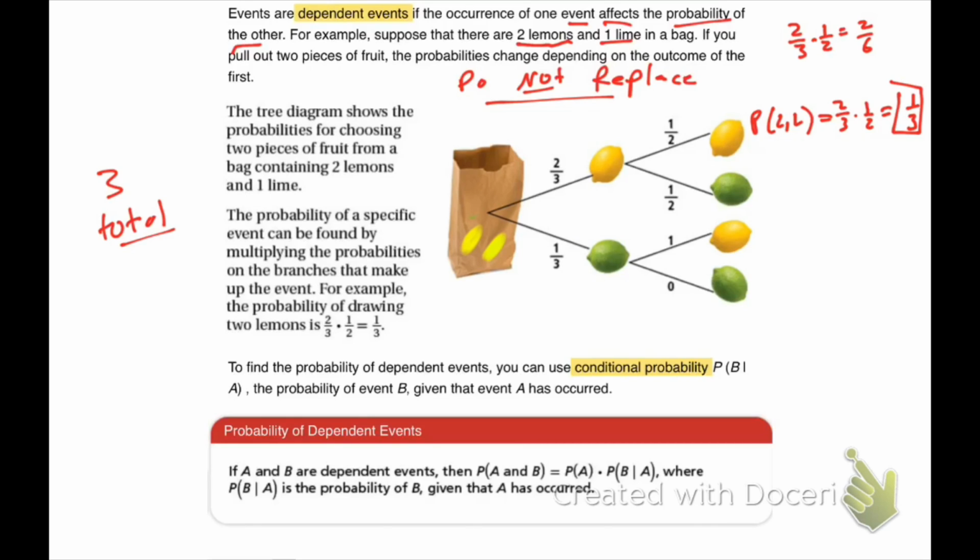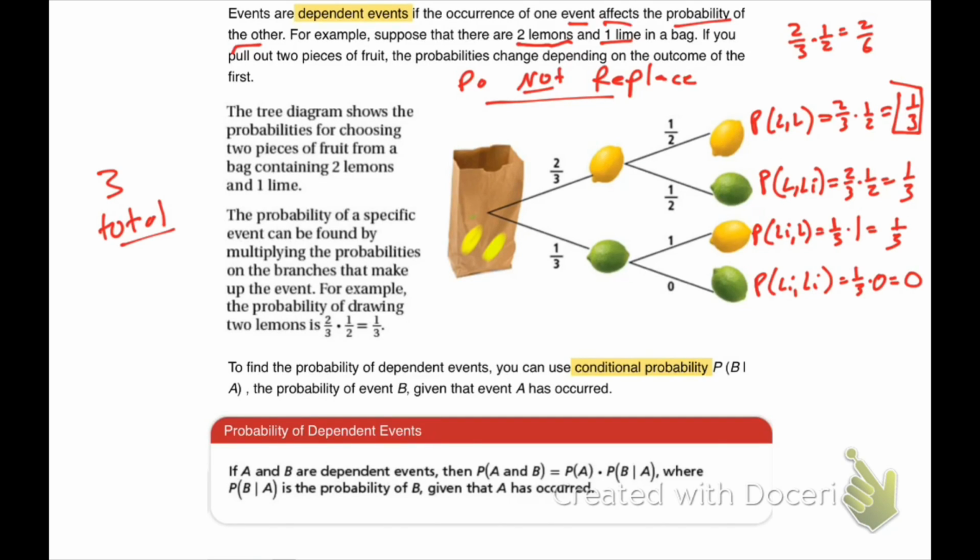Well, what's the probability that you'll pull a lemon and then a lime? Well, that's 2/3 times 1/2. That's still 1/3. Probability that you'll pull a lime then a lemon. What's 1/3 times 1? That's 1/3. What's the probability that you'll pull a lime and then another lime? 1/3 times 0, which is 0. That's not going to happen. So that's how you calculate those dependent events.